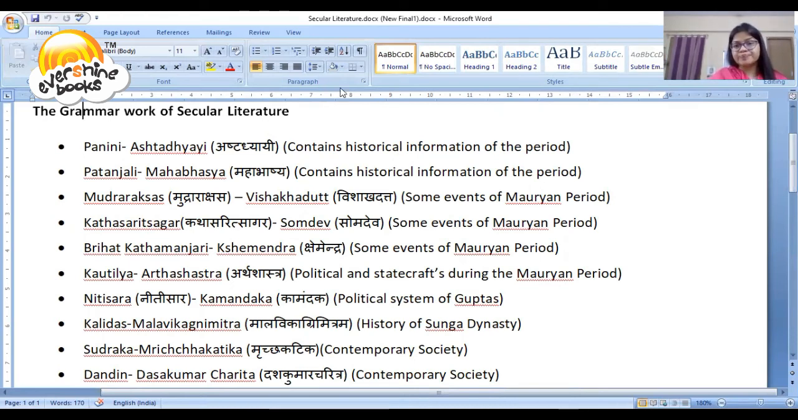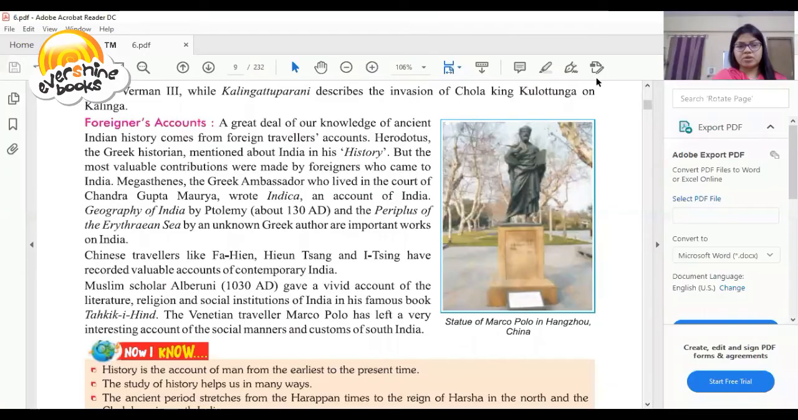Let's discuss the next one. So, dear student, let's discuss foreigners' accounts. A great deal of our knowledge of ancient Indian history comes from foreign travelers' accounts. Herodotus, the Greek historian, mentioned India in his history. But the most valuable contributions were made by foreigners who came to India, like Megasthenes, the Greek ambassador who lived in the court of Chandragupta.